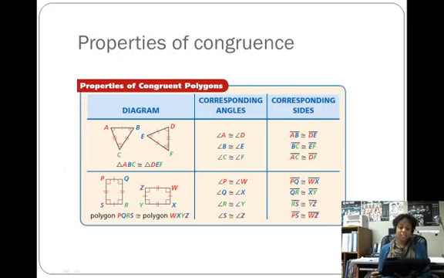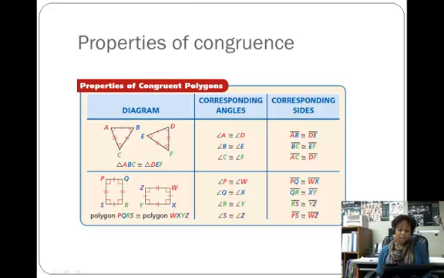You can see here for the properties of congruence that we have two different figures. This applies to all polygons. If you have two triangles that are congruent, that means every single angle has a corresponding angle that is also the same size as it. So angle A is congruent to angle D, angle B is congruent to angle E, and angle C is congruent to angle F. Also, if you look at the side lengths, AB matches up with DE, and so on and so forth.